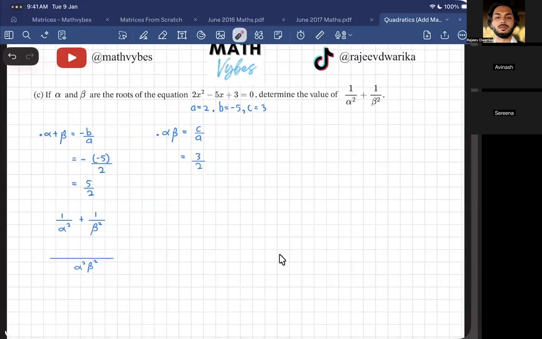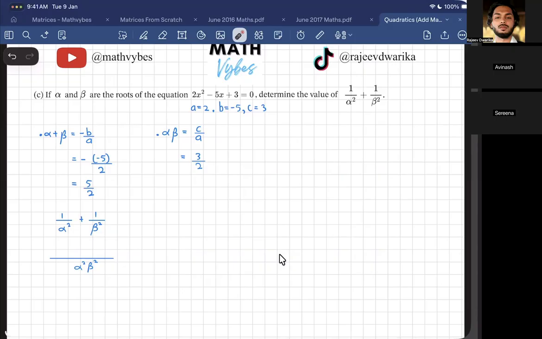So guys, we're correcting the homework for the quadratics, sum and product of roots. In the first question, we have roots alpha and beta for 2x squared minus 5x plus 3, and they want us to find the value of 1 over alpha squared plus 1 over beta squared. The first thing you do is identify the coefficients a, b, and c. So a is 2, b is minus 5, and c is 3.